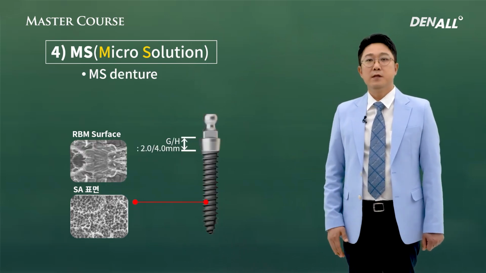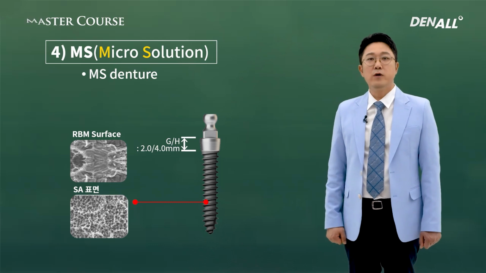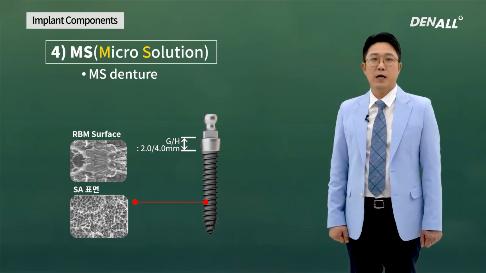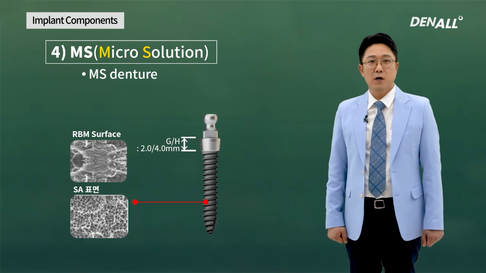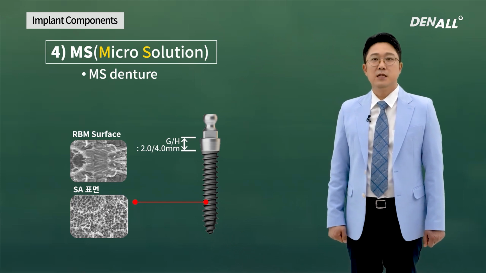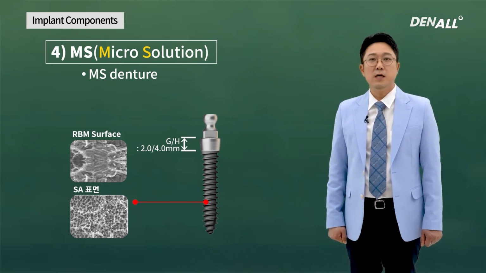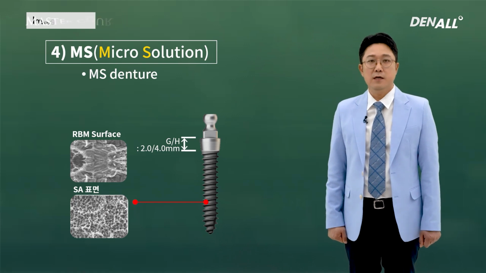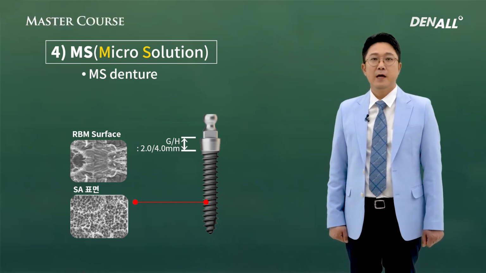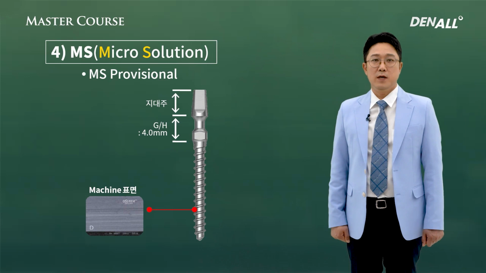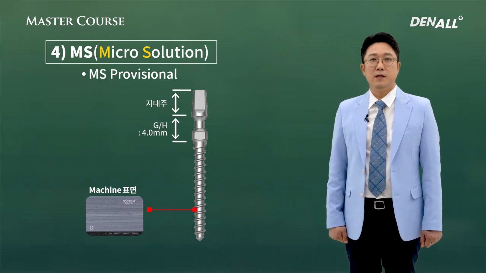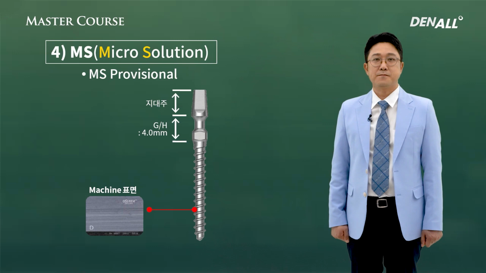MS denture implant. For denture, you can connect O-ring. It has superstructure like this, 2.0 and 4.0 millimeter gingival height. There are 2 options, so you can use it accordingly with the gingival thickness. The MS implant for temporary teeth can be used for a very short period, so there's no surface treatment here, and it only has 1 option.